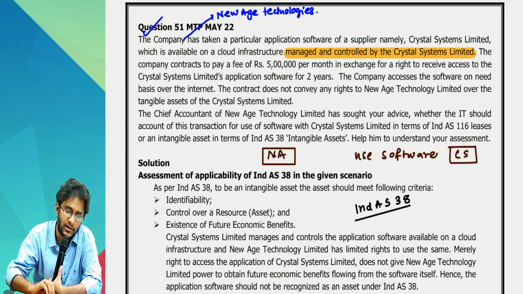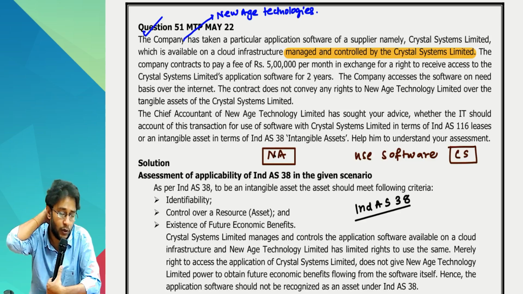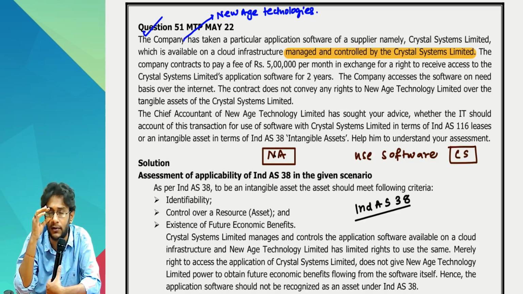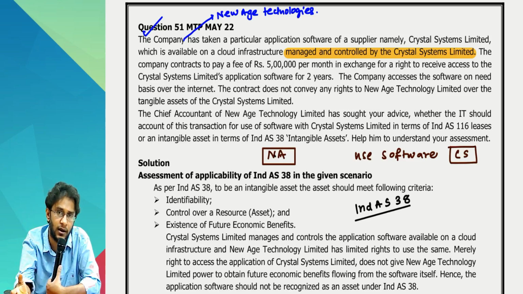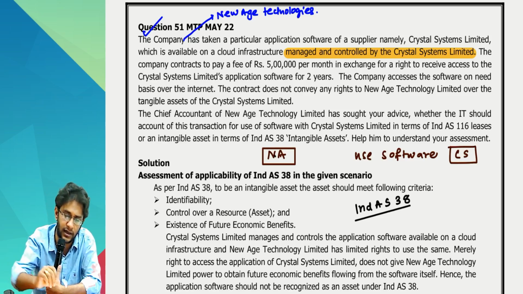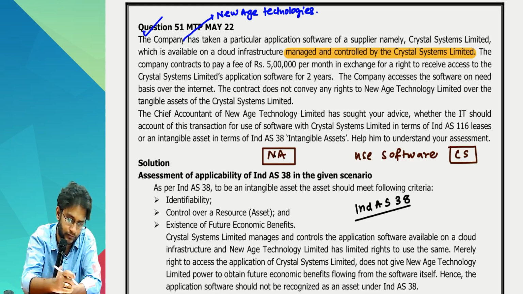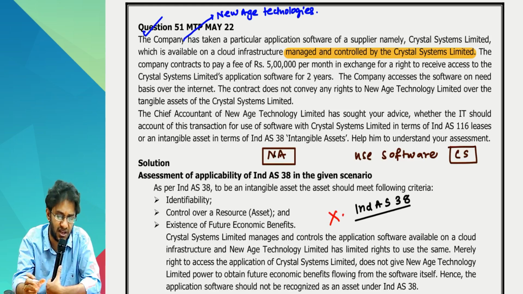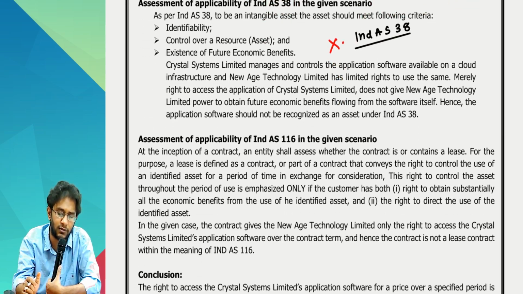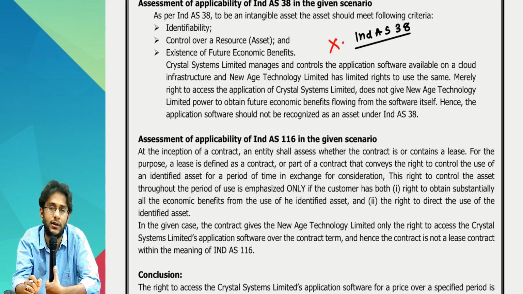Moreover, a software's life can be much longer, but you have taken this contract only for a period of 2 years. So substantial benefits from the usage of the asset you are not getting, and moreover you do not have any control over the resource. Therefore definitely Ind AS 38 will not apply. And coming to Ind AS 116, again the same problem comes. When it comes to Ind AS 116, there should be an identified asset. Okay, fine, the asset is identified, but what's the other requirement? Right to control the usage of the identified asset.